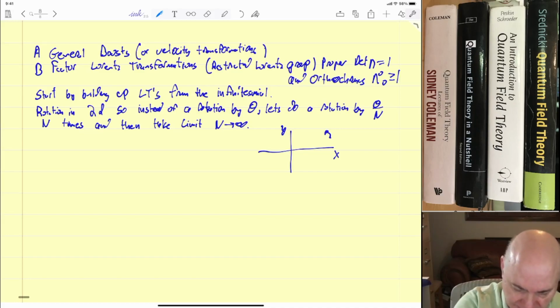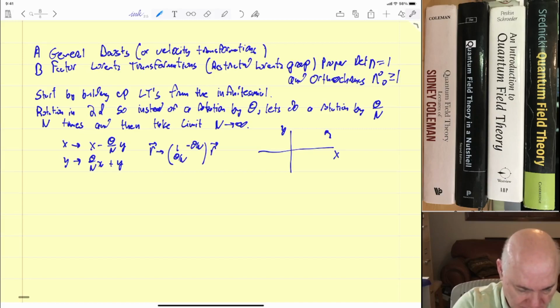So you can look at this diagram, and it's not too hard geometrically to figure out that x goes to x minus theta over n y, and y goes to theta over n x plus y. Okay, or if you want to write it in terms of vectors, we would say r goes to 1 minus theta over n r. But we're only doing 2 dimensions here, so we don't need any fancy notation.